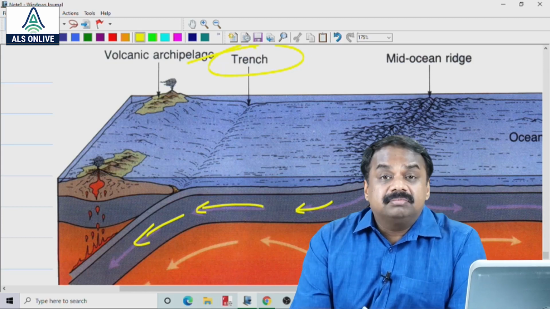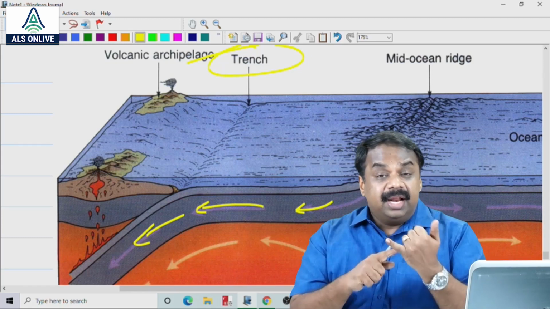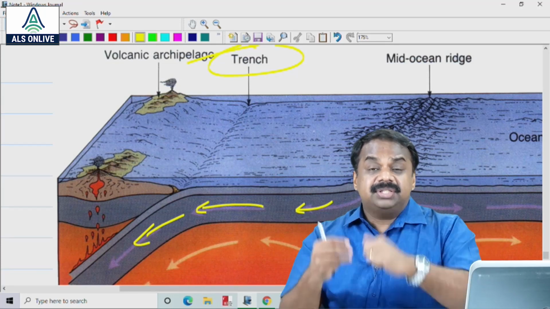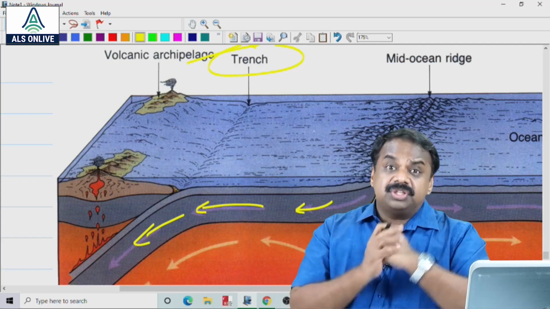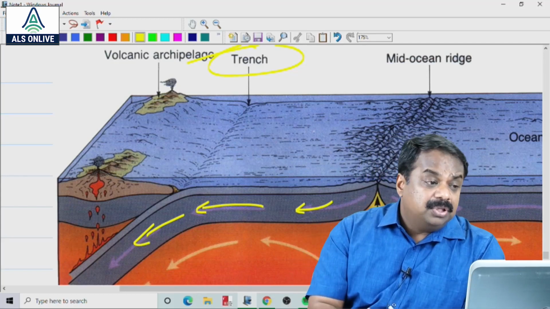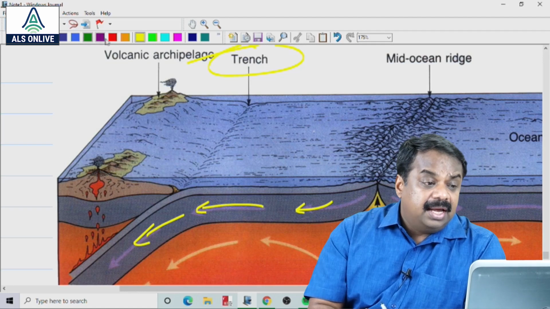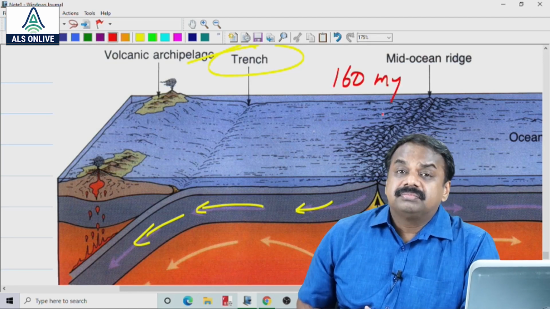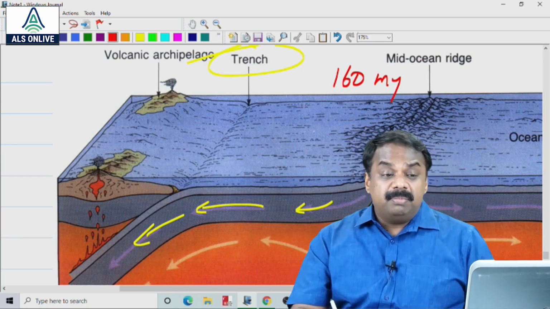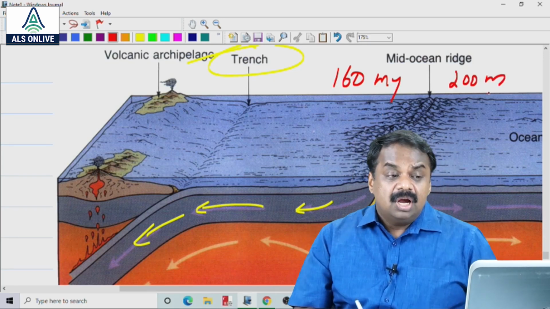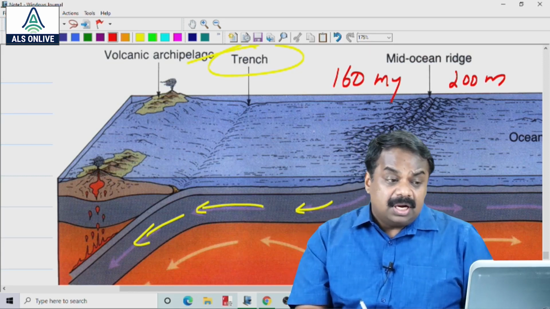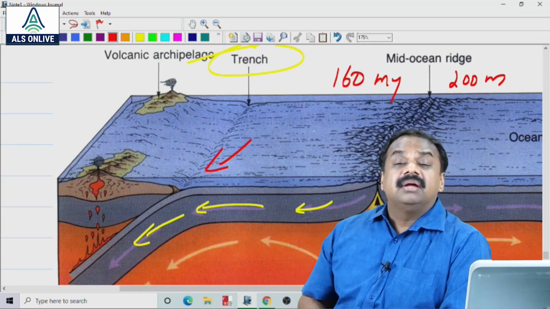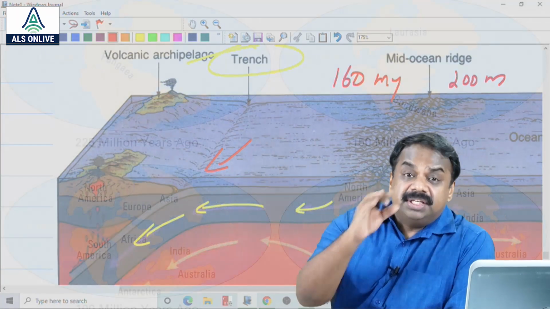He talked about that. So, Wegener said that continents are not permanent. Now, Harry Hess is saying that the ocean floor is not permanent. He even said that the average age of the ocean floor is not more than 160 million years, and the oldest of them may be 200 million years. The oldest ocean floors are found near the trenches, and the youngest are found near the ridges.